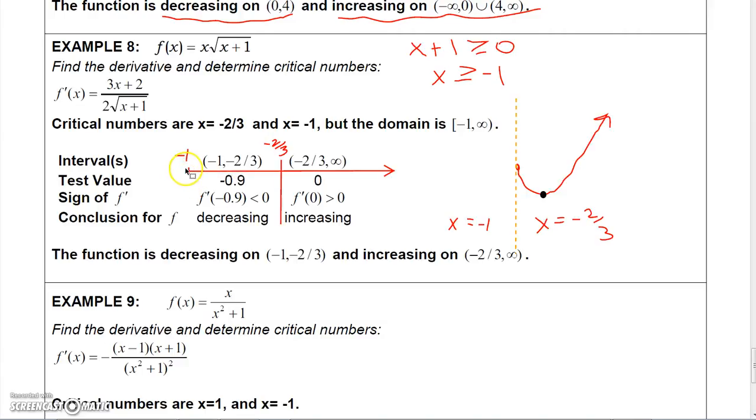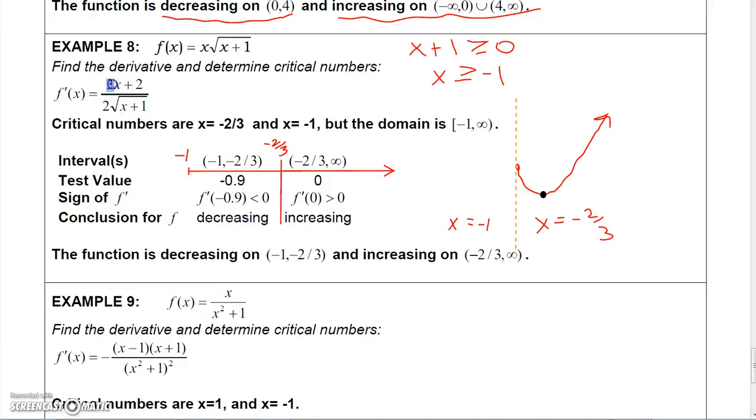So basically, the number line here has to start at -1, or the x-axis has to start at -1, and then I'm going to break it at -2/3, since that was a critical number, and then of course it goes on forever from there. All right, now, so I have two intervals, -1 to -2/3 and -2/3 to infinity. So I had to find a number between -2/3 and -1, so I chose -0.9.